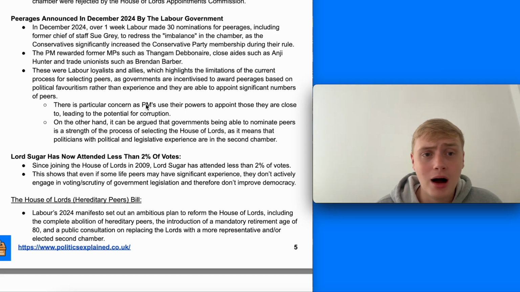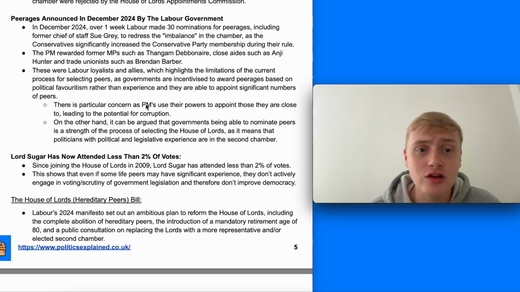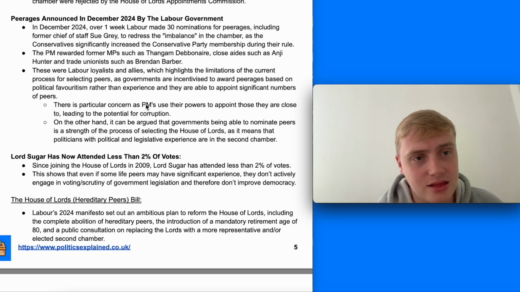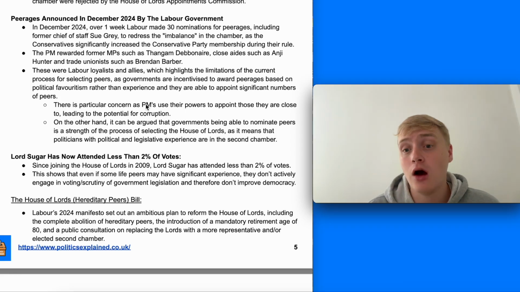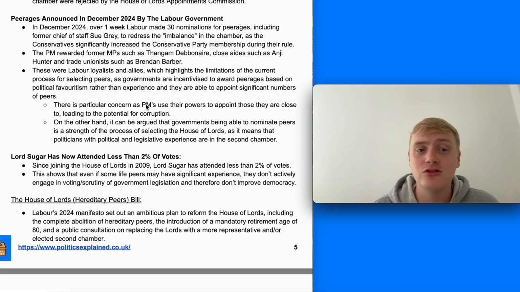These included former MPs such as Tanguy Debonair, close allies such as Angie Hunter, and trade unionists such as Brendan Barber. And these were Labour loyalists and allies, which highlights the limitations of the current selection process, as governments are incentivised toward peerages based on political favouritism rather than expertise.